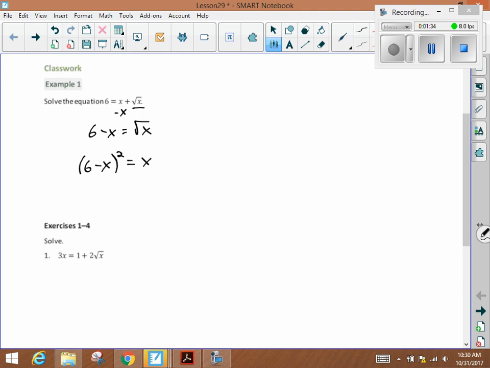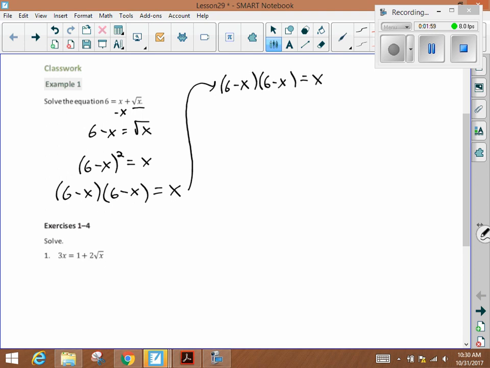So now we have to FOIL this thing out, right? And that's because 6 minus x squared is the same thing as 6 minus x times 6 minus x. Right? And I'm sorry, I am plumb out of room, so I'm going to go ahead and write this up here. All I'm doing is rewriting the problem, just rewriting where I'm already at. So let's go ahead and FOIL.